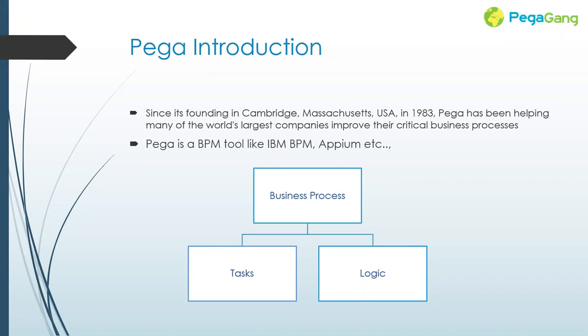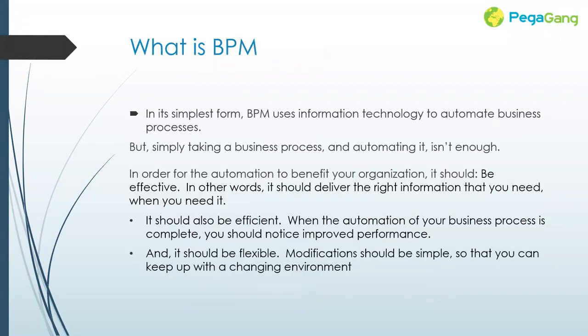This is nothing but a logic. So combined together, this task and logic is called a business process. Then what is business process management? Business process management is how we are tackling this business process, how we are automating this business process. It is nothing but business process management, like how efficient it should be.